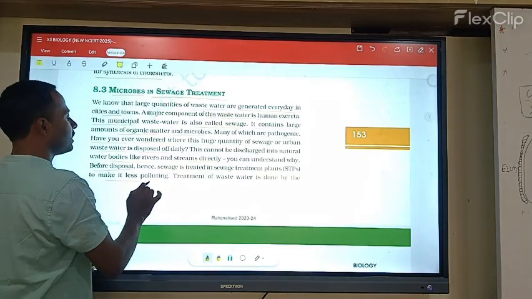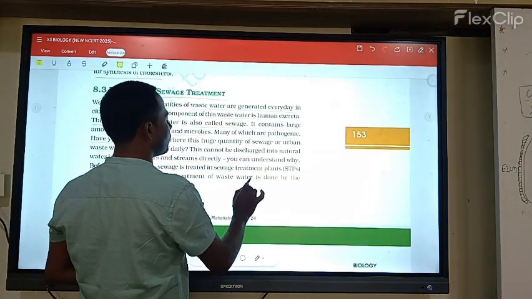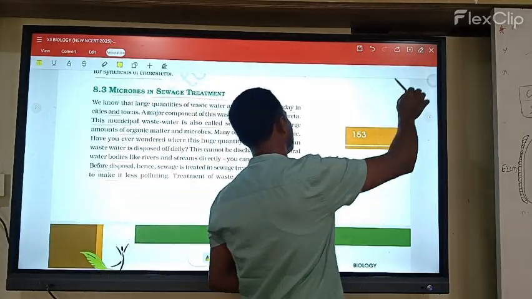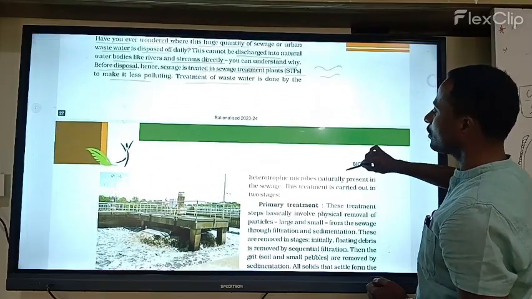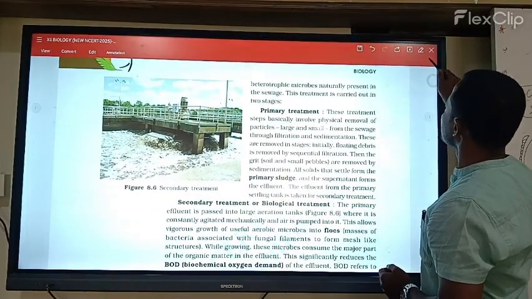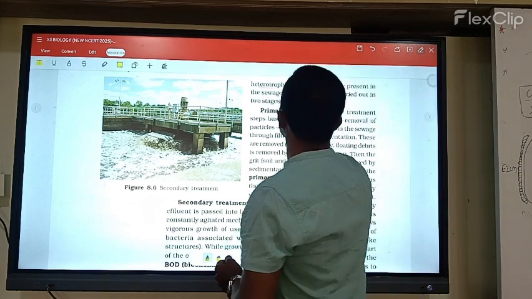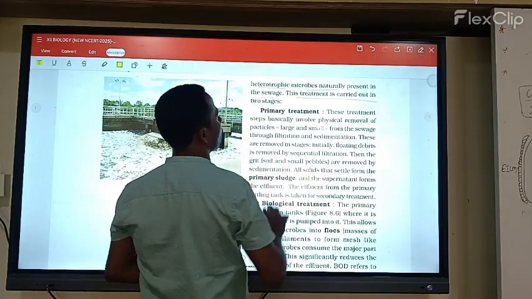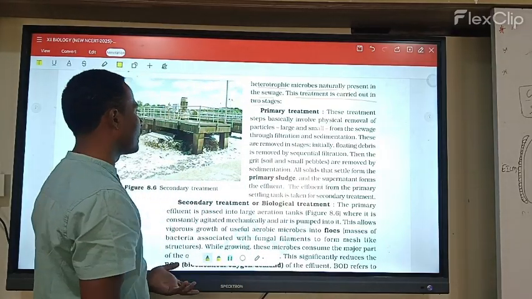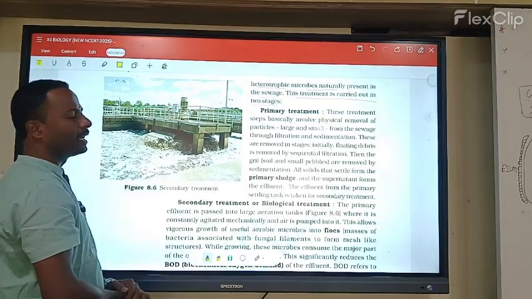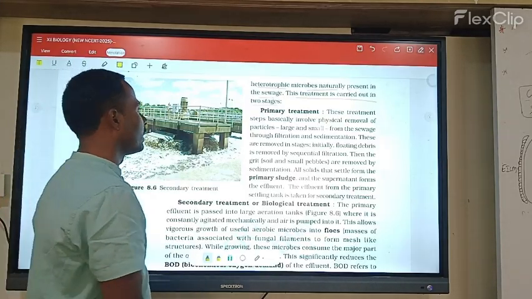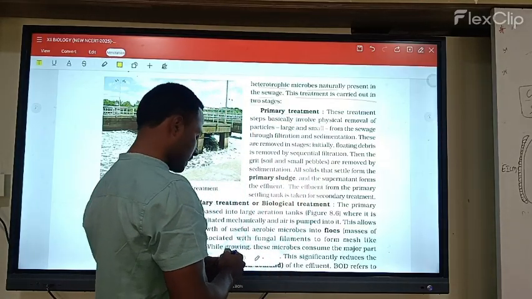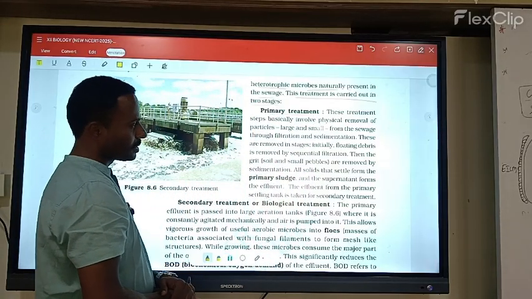To make it less polluting, the treatment of wastewater is done by the process of sewage treatment. Heterotrophic microbes are naturally present in the sewage. This treatment is carried out in two processes, using microbes so that the sewage is easily purified. It is followed in two steps. The first one is primary sewage treatment.